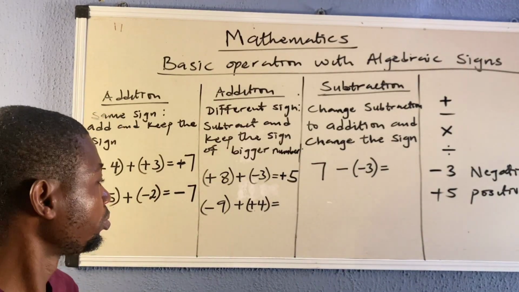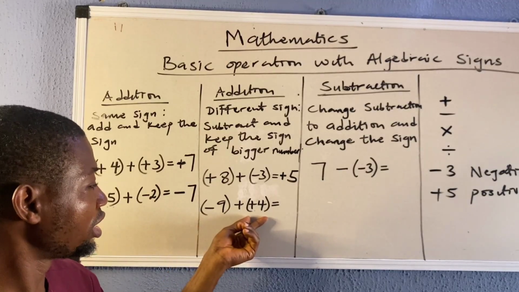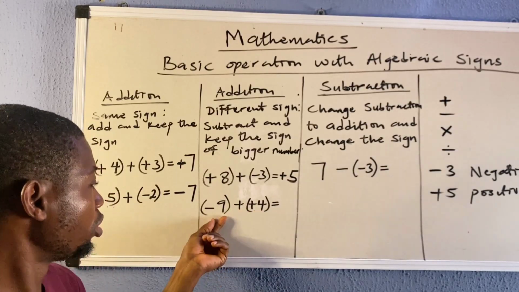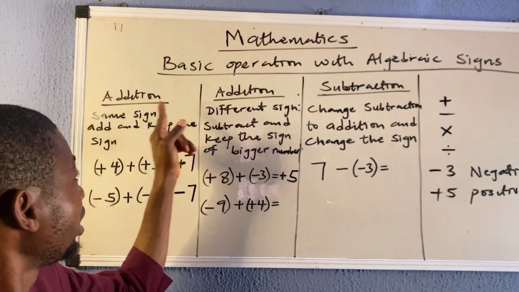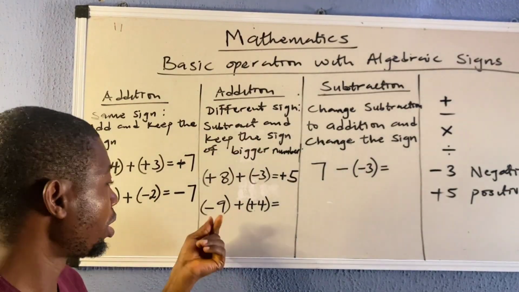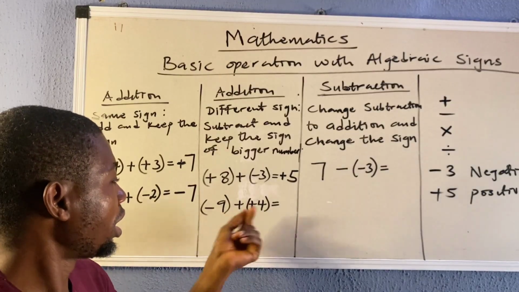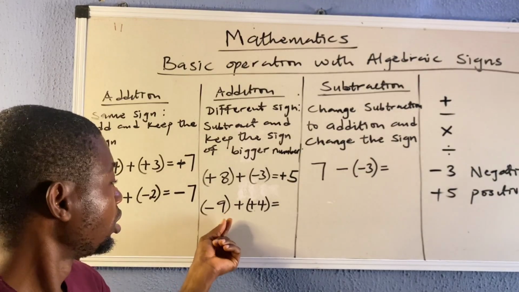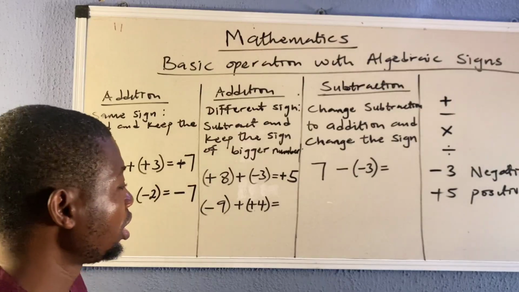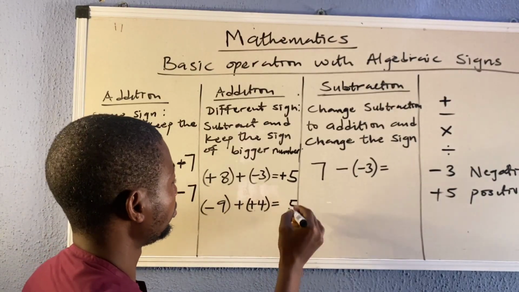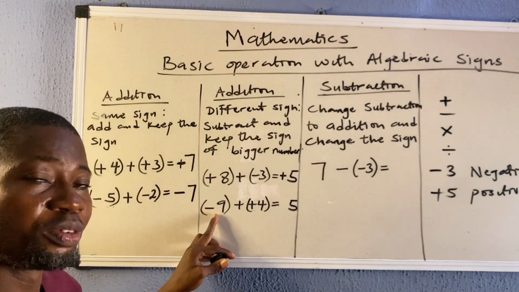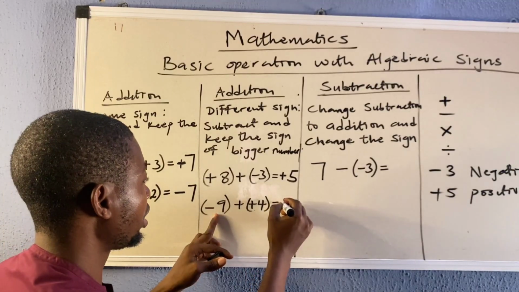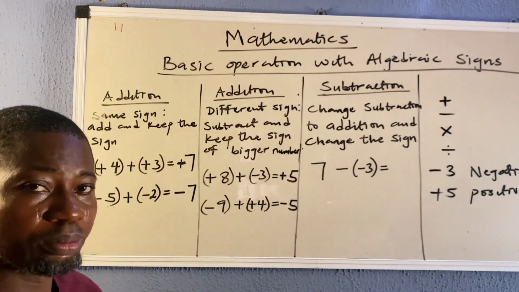Very simple. Now let's look at the second example: -9 plus 4. We want to add them together. Don't forget we are still under addition. So what you do first is to subtract. 9 minus 4 gives us what? 5. Now, the sign of the biggest number there is minus. So we put minus here. We have solved the problem.